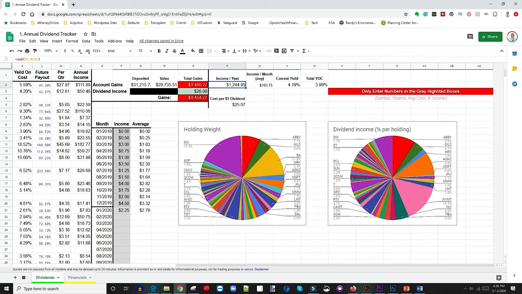When I talk about dividend income, in this case, it's you sitting there doing nothing and getting paid $100 a month, which is awesome. You own the stock, and you're getting two things out of the stock.